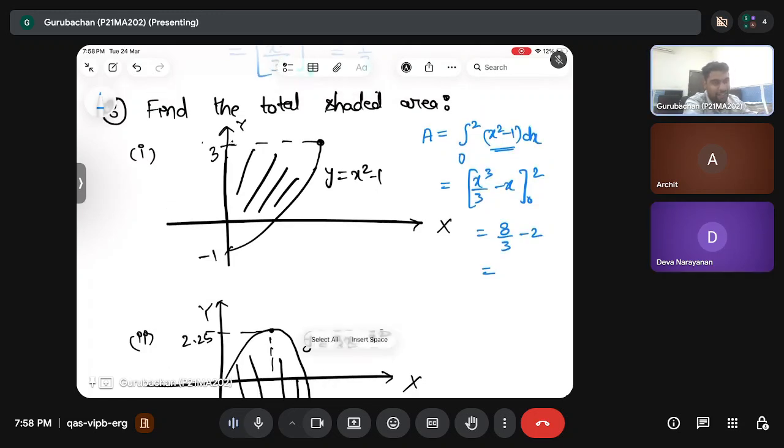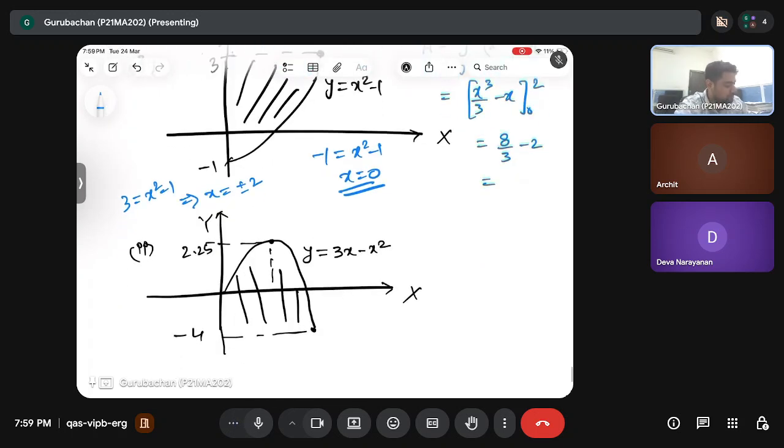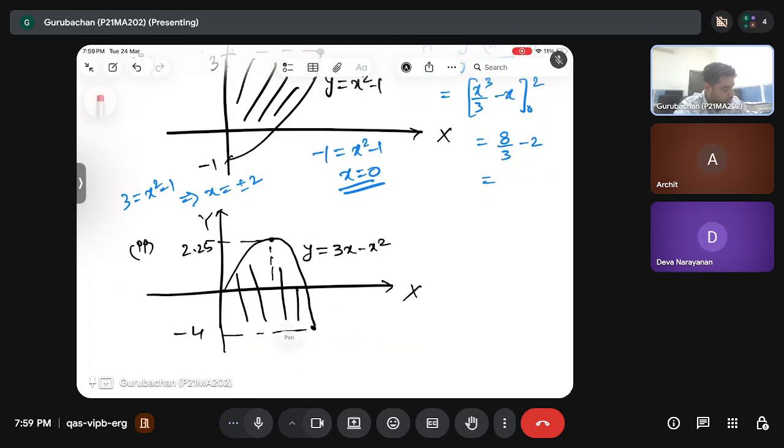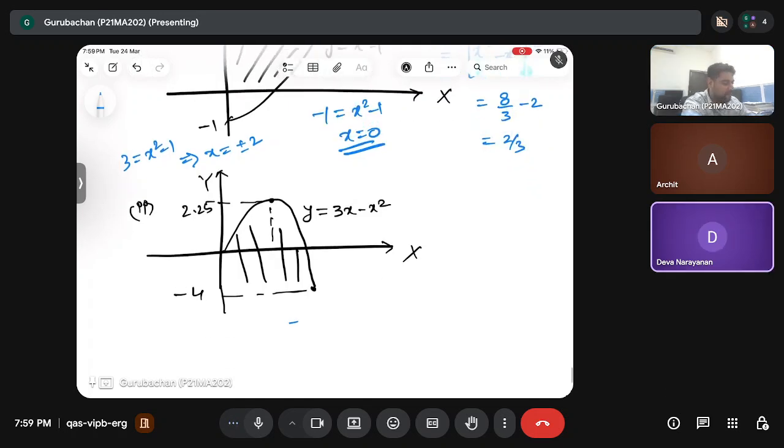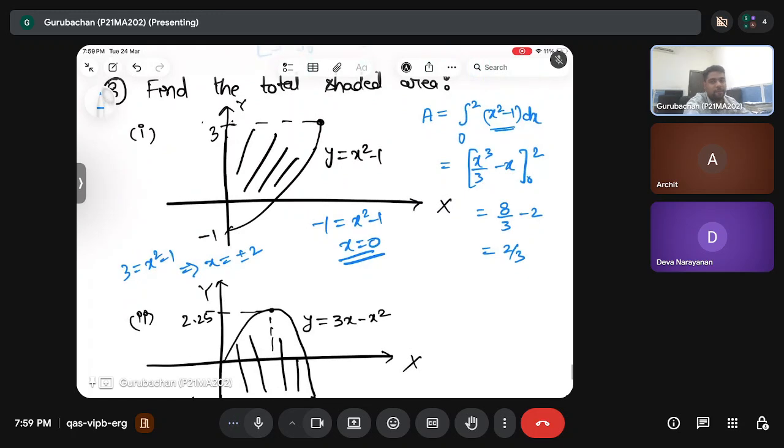So that is the trick in this question. At y equal to minus 1, x square minus 1, so x can give you the 0 value. At 3, it can give you the value plus or minus 2. This is the whole trick of itself. Sir, what is the answer? 16 by 3 or something else? Obviously 2 by 3. Why 16 by 3? You are putting the wrong limits. How can it be 16 by 3?